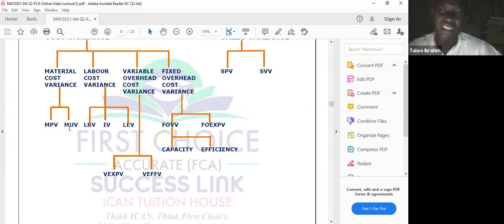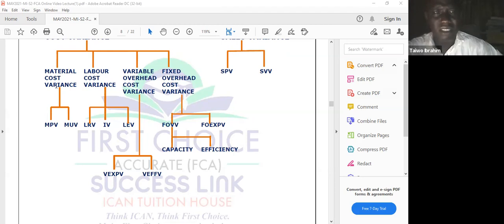Now, it can either be material usage variance. Maybe you envisaged or you projected that they must not use less than or more than 2 kg to produce one bread, 2 kg of flour to produce one bread. And at the end of the day, the number of kg they now use is 3 kg. Can you now see that the quantity that they are using now is more than the quantity we envisaged? That quantity difference is what we call material usage variance.